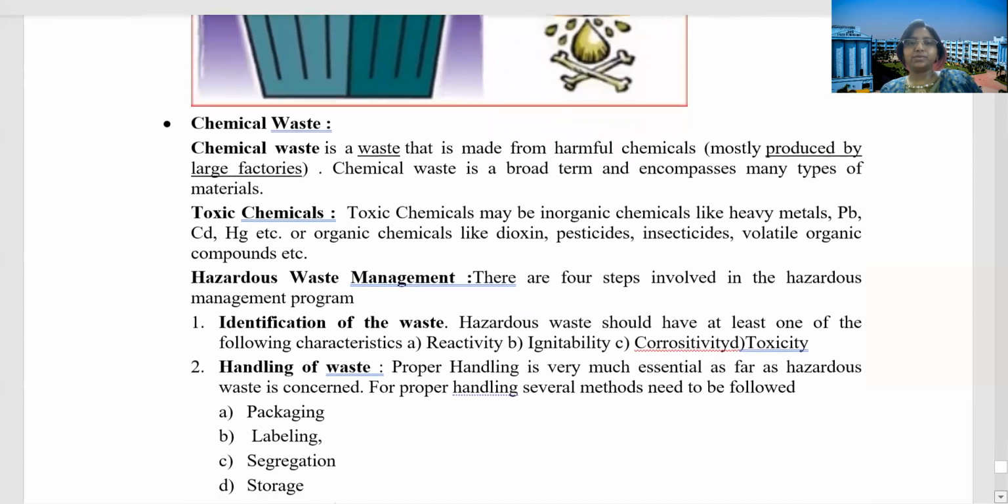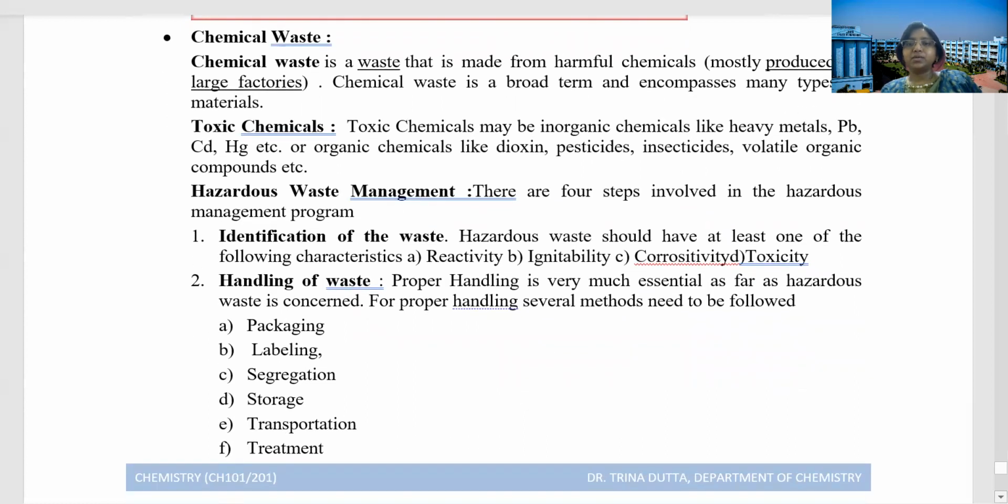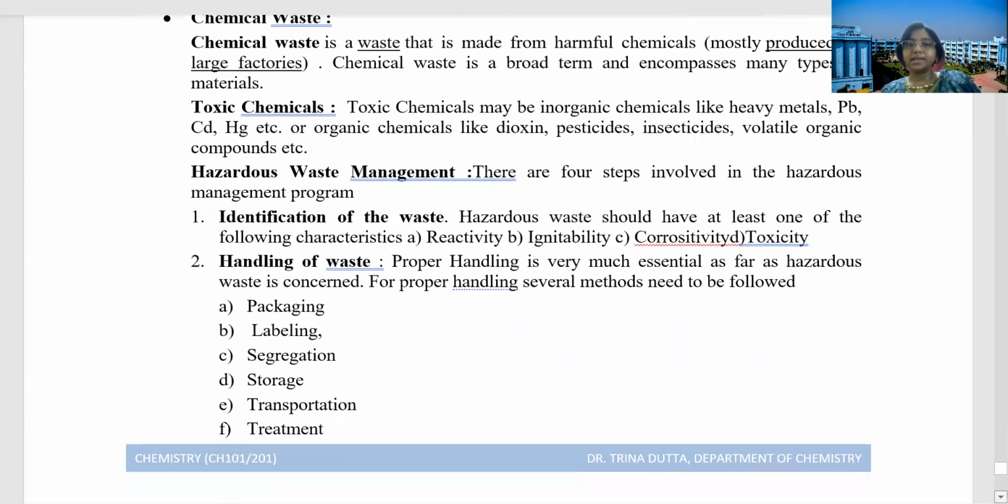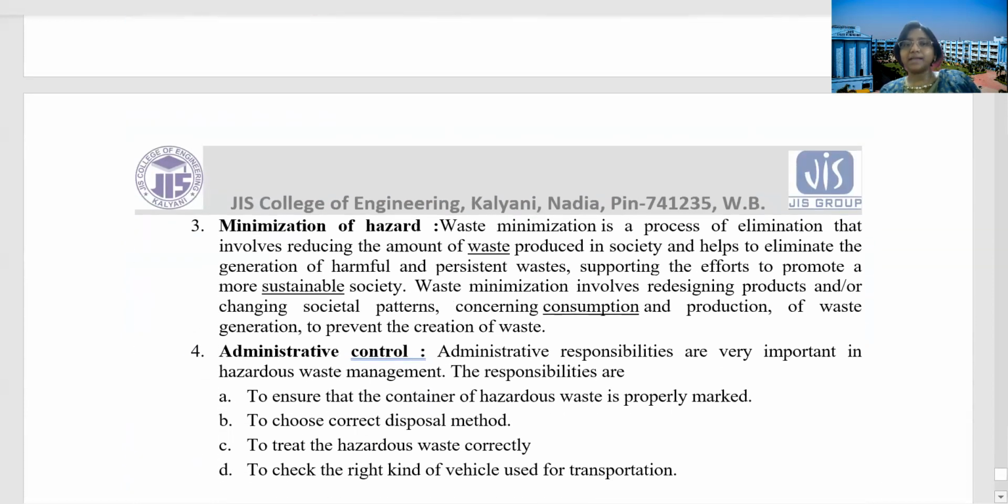And these are the chemical wastes coming from industry, like toxic chemicals such as lead, cadmium, mercury, and organic chemicals like dioxin, pesticides, insecticides, etc. For hazardous waste management, first we have to identify which are hazardous based on the nature, like reactivity, ignitability, corrosivity, and toxicity. These four characteristics tell us which item is hazardous. Then we have to do proper handling: packaging, proper labeling, segregation, storage, transportation, and treatment. And we can minimize the hazardous waste.